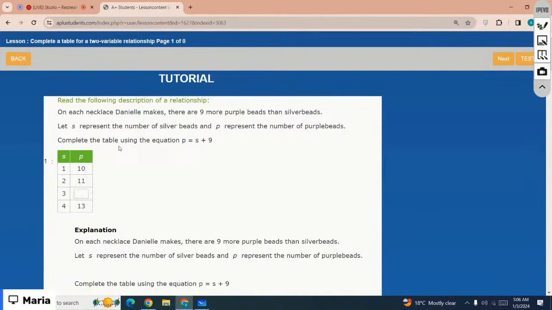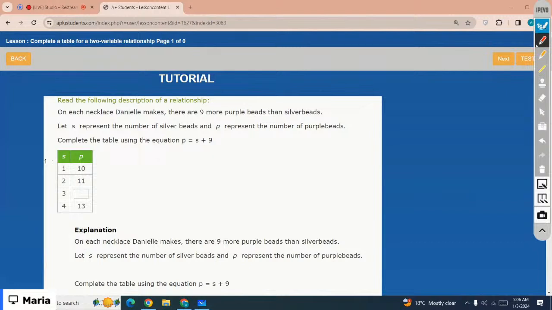So you are given the equation P equals S plus 9, that is the relationship between the silver beads and the purple beads. You are given a table, you have to find the missing value. Here is the missing value, like you are given when S equals 3, you have to calculate the value of P. Simply replace the S with a value. So you have 9 plus 3 is, yes, 12 it is. The correct option is 12, right?